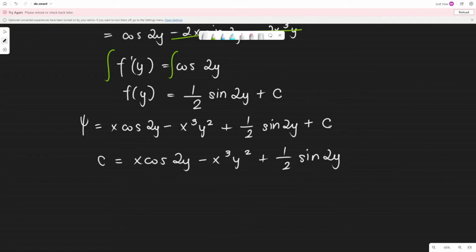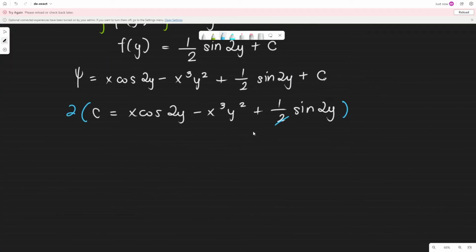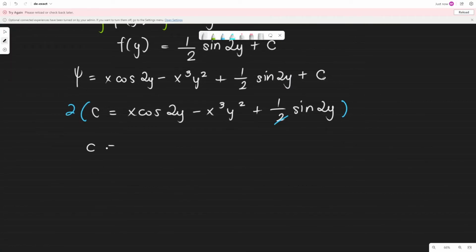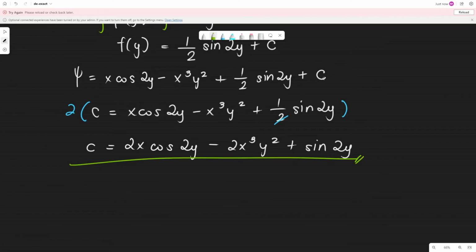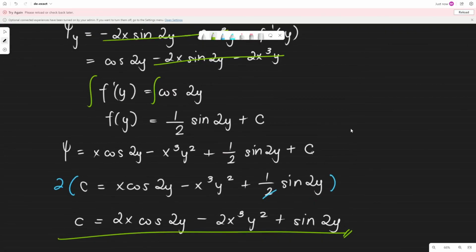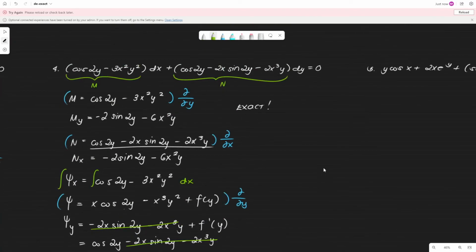Okay, then since we have 1/2 here, let's just multiply the whole equation by 2 so that it cancels. So we will have c is equal to, remember, arbitrary constant, so just absorb the 2. So we have 2x cosine 2y minus 2x cubed y squared plus sine 2y. Okay, and this is our answer. So I hope everything is clear in how we solve exact differential equations. Okay, next, last example.